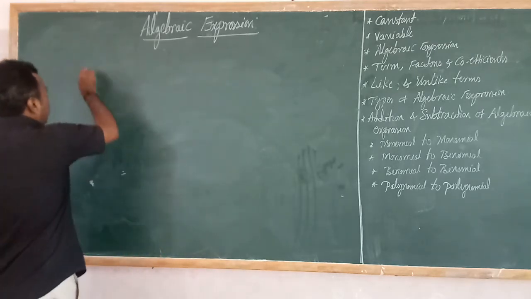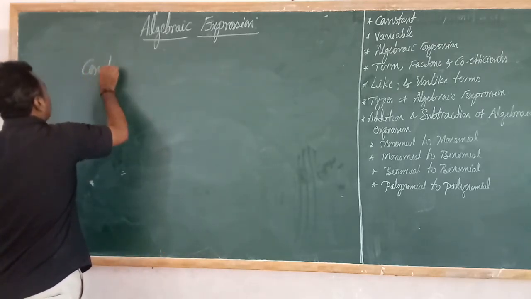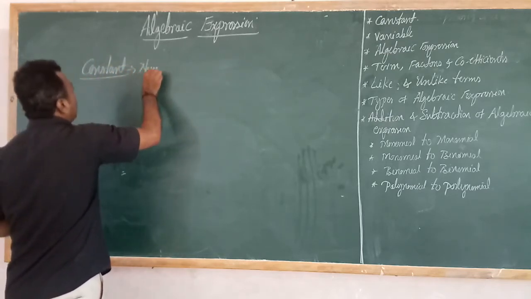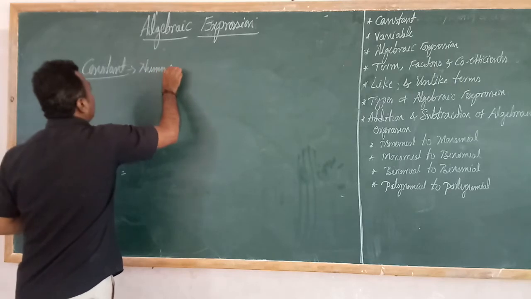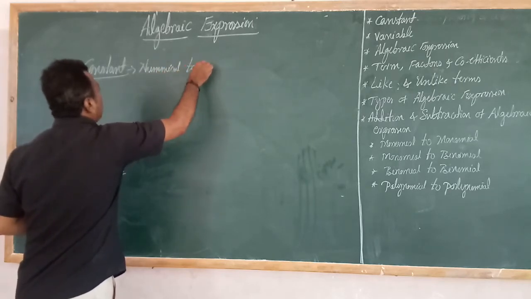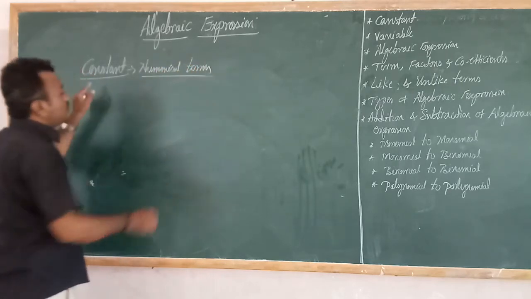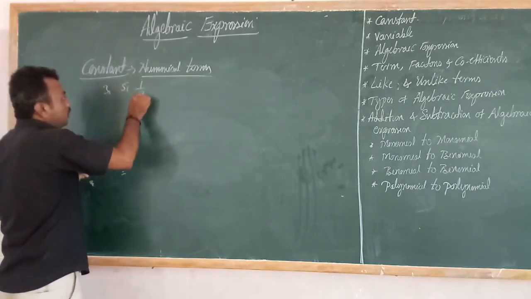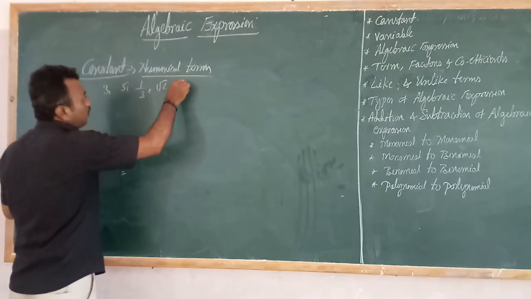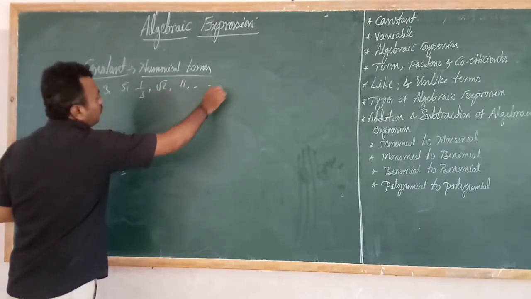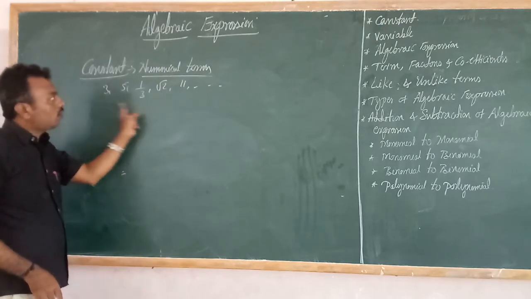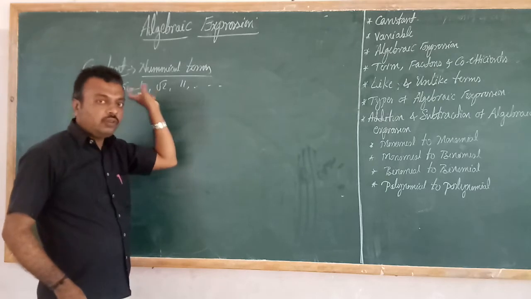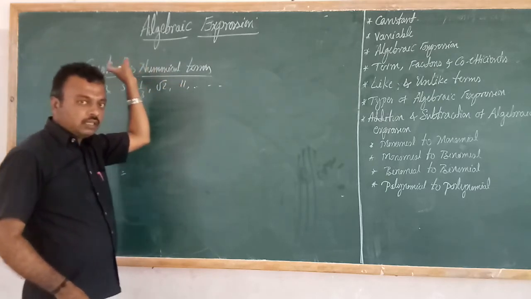First, I will take constant. What do we mean by constant? A constant is a simple numerical term or number. A constant term is a fixed value. For example, 3, 5, 1 by 3, root 2, and 11. These are called constant terms. A constant term has a fixed value, it is a numerical term. The numerical terms are called constant terms.